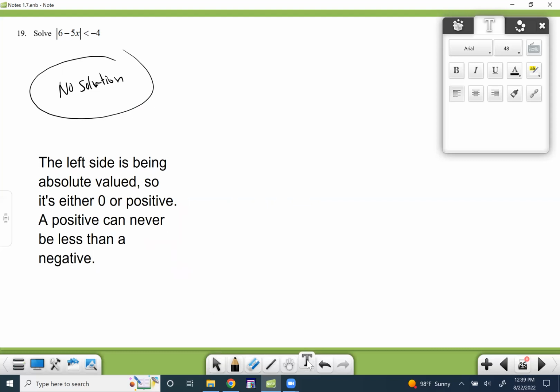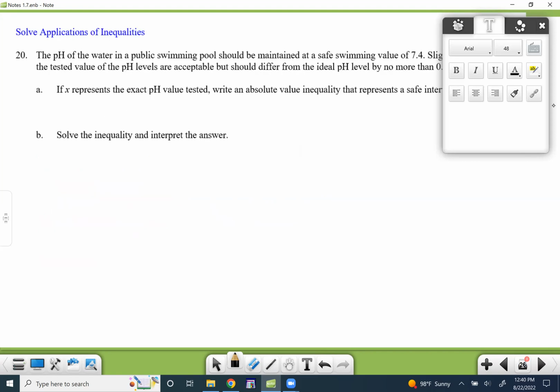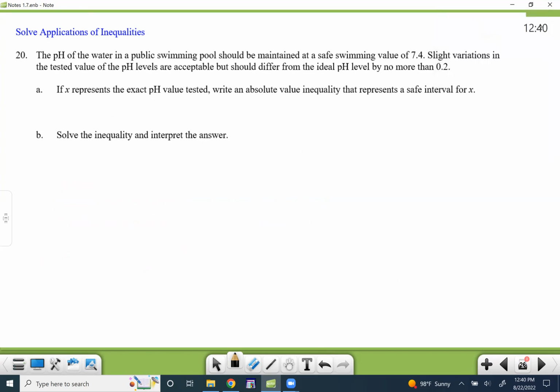Remember that they would probably only do set builder for that, you guys. They would not do interval. And for the set builder, it's just going to be empty brackets. So the graph would be a graph with nothing on it, right? Nothing shaded. There's my 0. I love these because I don't have to do a ton of work, right? This side's positive or non-negative, I should say. So how's it going to be less than a negative number? It can't. All right, let's go ahead and do a couple word problems, okay?